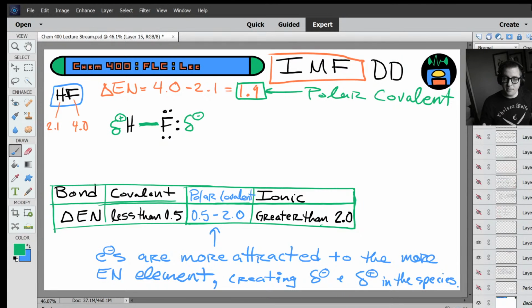So fluorine picks up a partial negative charge because the electrons spend a little bit more time on fluorine than they do at hydrogen. And that's why these partial charges are permanent, because at no point does fluorine stop being more electronegative than hydrogen. It's more electronegative all the time. So it will always have that partial negative charge. All right?